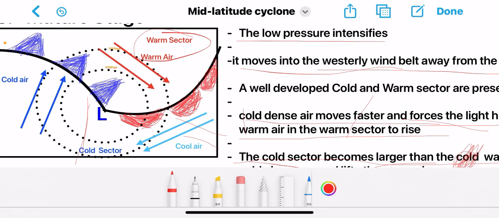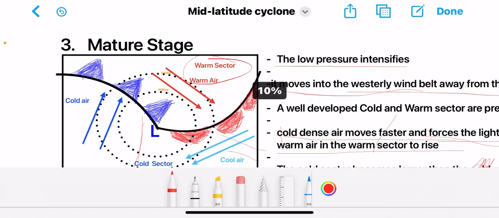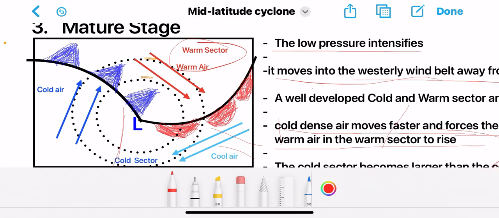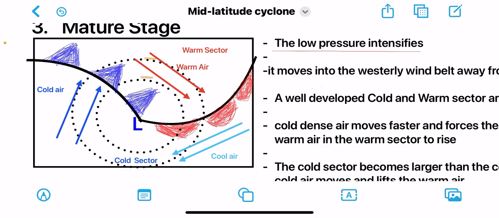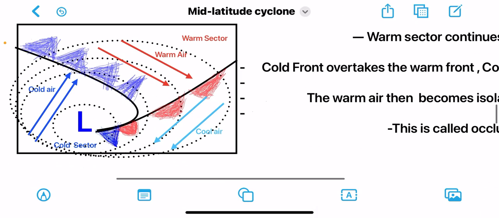Now let's move to the occlusion stage. Remember to copy the sketch, because on the synoptic weather map you will see something like this, and they will ask you which stage this is. Then you'll have to answer that it is what? It is a mature stage. Now let's move to the occlusion stage.